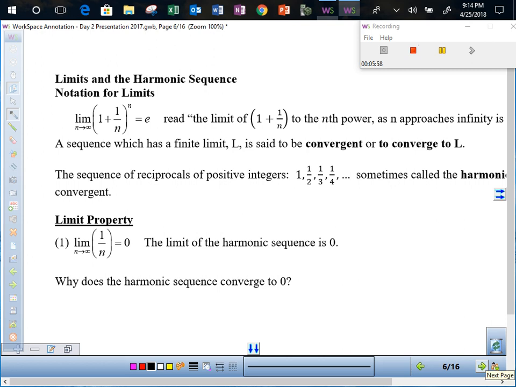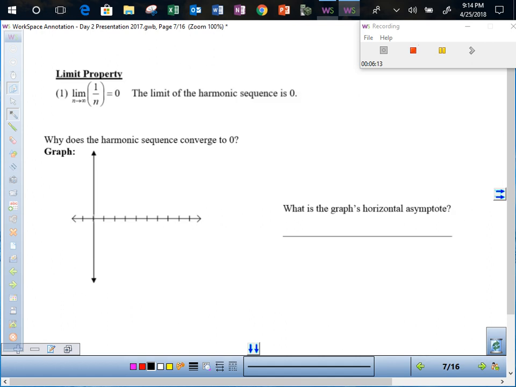Now, anytime you have a numerator that's less than the denominator, you'll always approach 0. I've got a couple more coming in there for you. So jump over to your number 3.